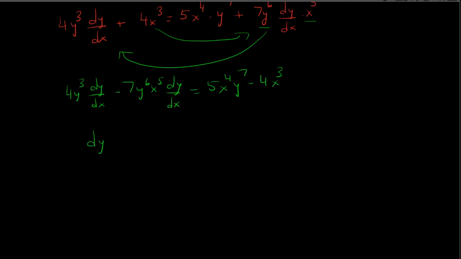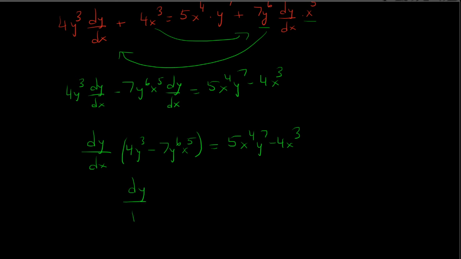We're going to factor out a dy/dx. And that's going to give us (4y³ − 7y⁶x⁵), and that's going to equal whatever is on the right. Okay. And then finally, we're just going to divide by what's in the parentheses. And that's my derivative.